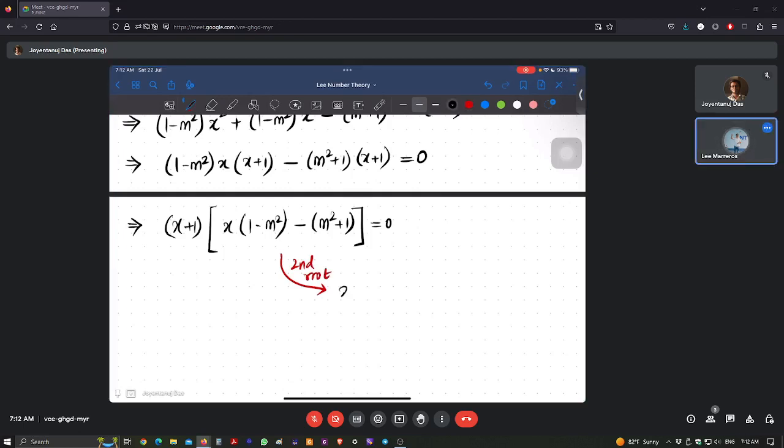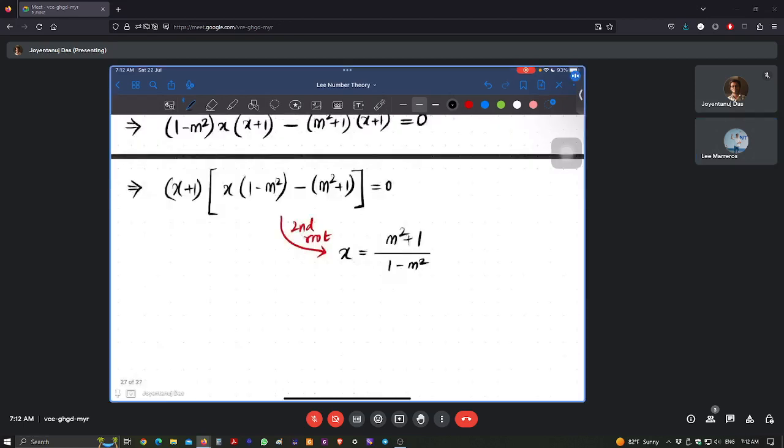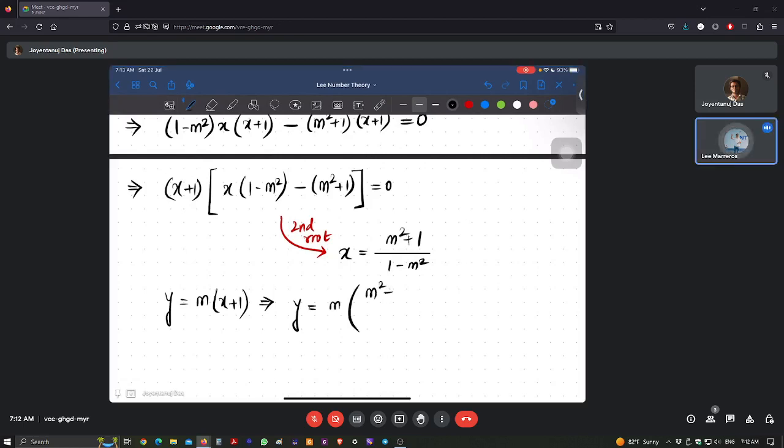The second root would be x equal to m squared plus 1 over 1 minus m squared. So this is my second root. Now we'll substitute back into the y equation to get the value of y. I know y is m into x plus 1. If we substitute back, we have m into m squared plus 1 over 1 minus m squared plus 1, and m squared is gone. That would be 2m over 1 minus m squared.